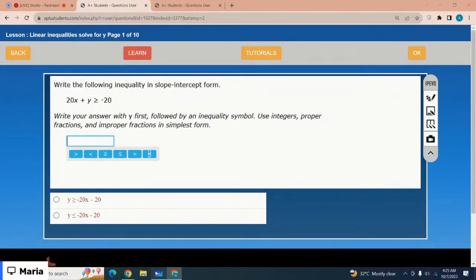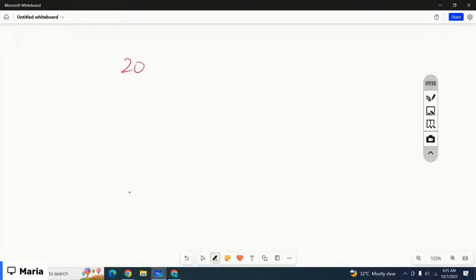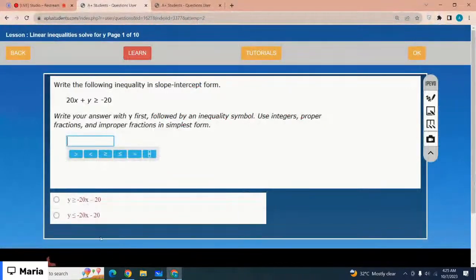The first one is 20x plus y is greater than or equal to negative 20, right? Okay, so just isolate the variable y. Move 20x to the other side, so it would be negative 20x, and negative 20 is on the other side, so it would be y is greater than or equal to negative 20 minus 20x, right? So that is negative 20 minus 20x. Option 1 is the correct one.